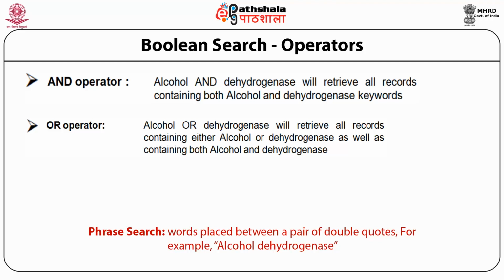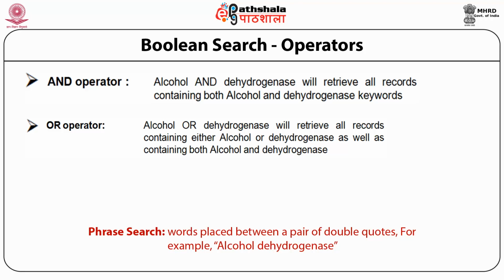For example, entering alcohol or dehydrogenase in the search text box will retrieve all records containing either alcohol or dehydrogenase, in addition to all records containing both alcohol and dehydrogenase.